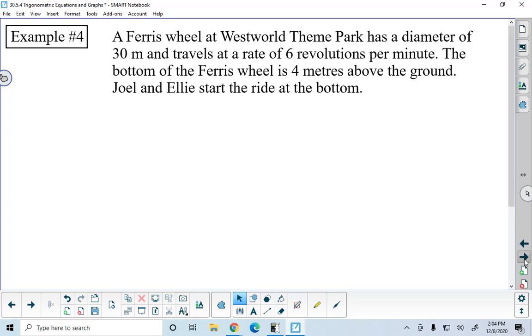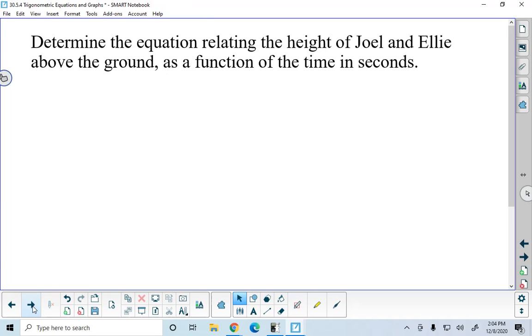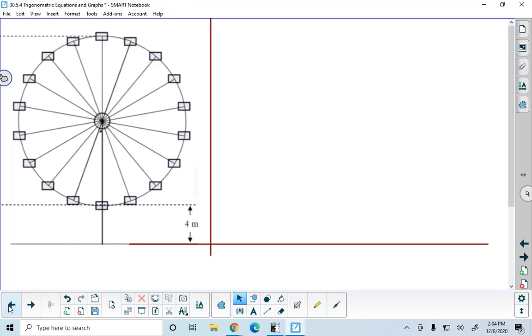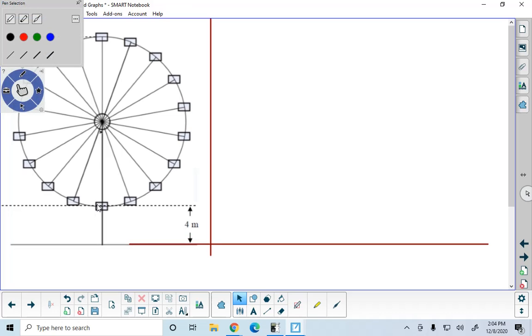And you're given some other information. It moves around 6 times per minute. And the bottom of the Ferris wheel is 4 meters above the ground. So when we take a look at this picture, Joel and Ellie are going to get on this Ferris wheel. They walk up some stairs and then they get in the Ferris wheel here at this point. So this is where Joel and Ellie start. They start at the bottom.